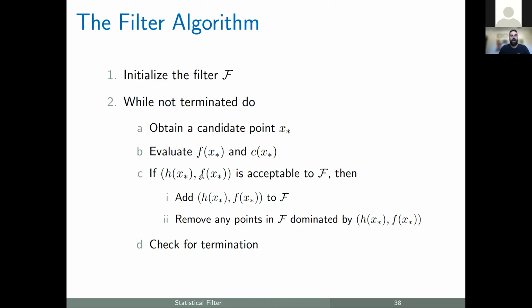And then you say, well, is it acceptable to the filter? If it ended up in that blue area, once you've evaluated it, it's not acceptable to the filter, so you don't use it. If it falls in the white area, then you add it to the filter, and then you end up removing any points that are dominated by it, okay? It's iterative, you run it for your budget, you basically keep going, and then you check for termination.